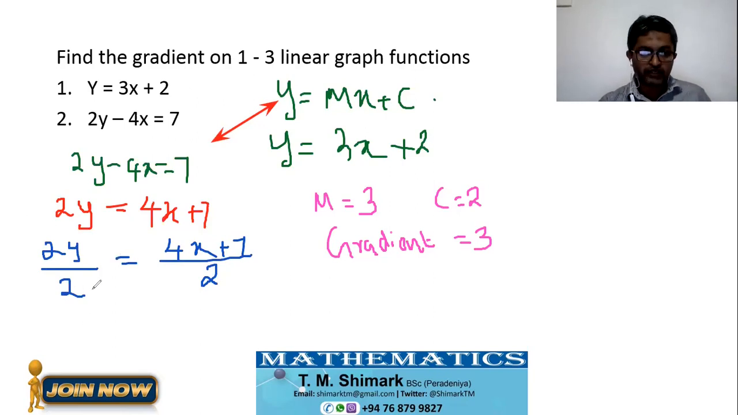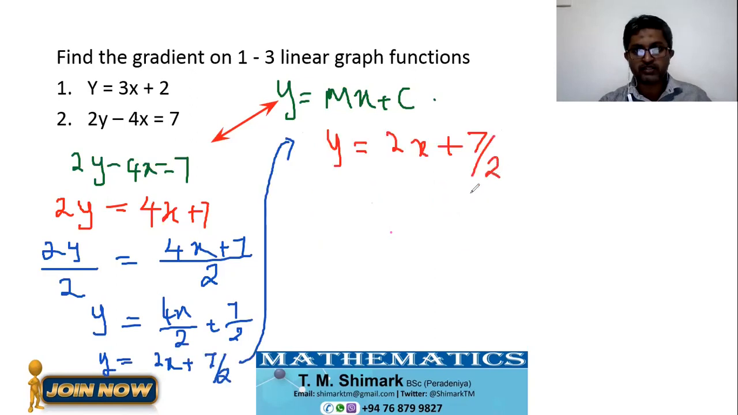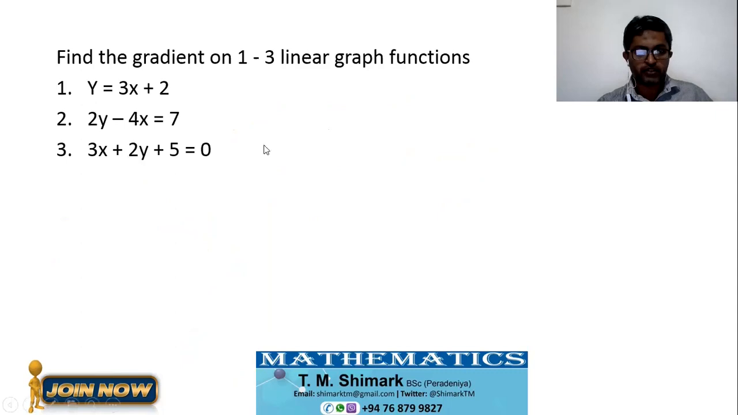Okay. 2y divided by 2 is y equals 4x divided by 2, and 7 divided by 2 you can take separately, right? 4x divided by 2 plus 7 by 2. That means y equals 2x plus 7 by 2. Now how much is m here? We can directly see, right? Compare this and this one. See, m equals 2. So the gradient is 2.